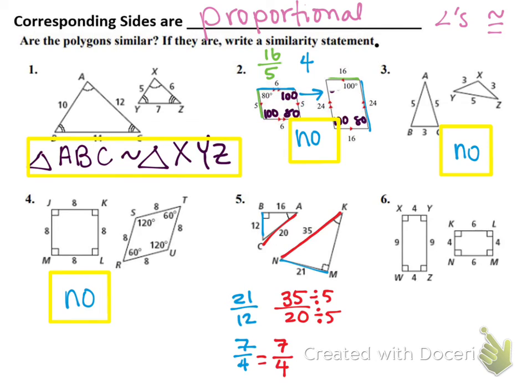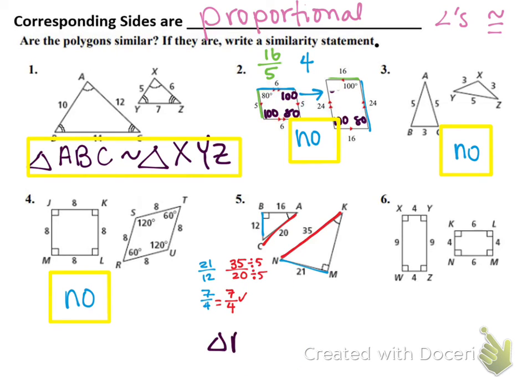7/4. So are they the same? So these are similar. Okay. So we're going to write a similarity statement. Do we want to say ABC again? Triangle ABC is similar. What does A correspond with? K, M, and then N.